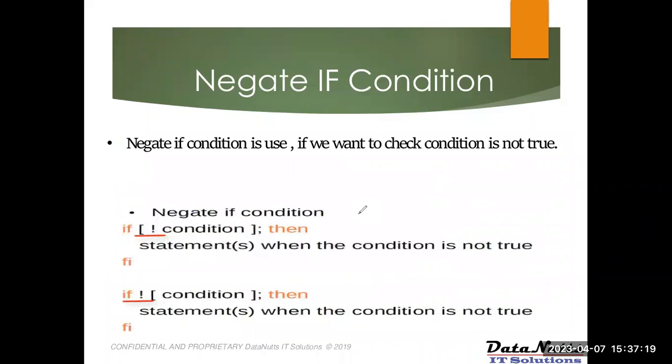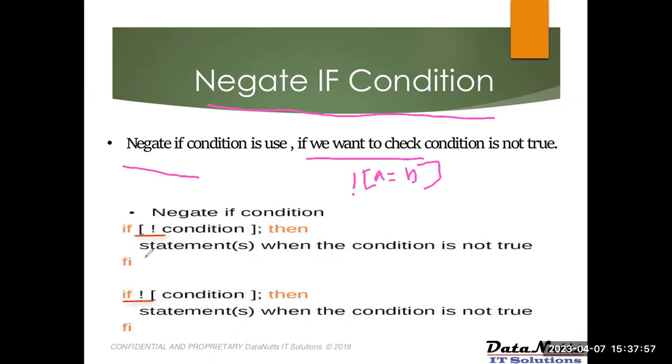Now the next important concept is the negate if condition. A negative condition is used if you want to check that a condition is not true. Suppose you want to check whether A is not equal to B. How can we write that? We can write A equal to B, and we negate this with the help of this exclamation symbol. So a negative condition is used if you want to check that a particular condition is not true.